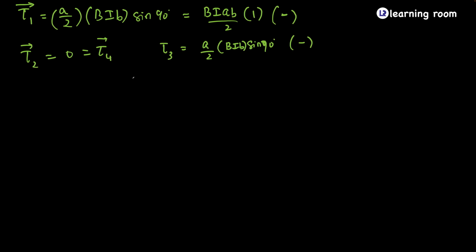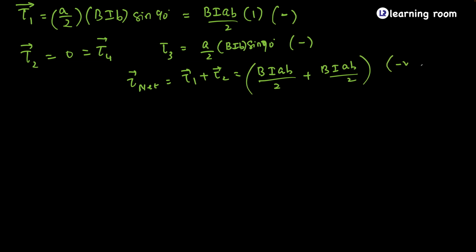So what is going to be the net torque acting on the system? Net torque will be equal to torque 1 vector plus torque 2 vector. So the net torque is going to be negative only. I didn't tell you what that negative is yet. Observe, it is going to be B into I into AB divided by 2 plus B into I into AB divided by 2, and the overall direction is going to be negative. Okay, so the sum of these two is going to give us B into I into AB, right?